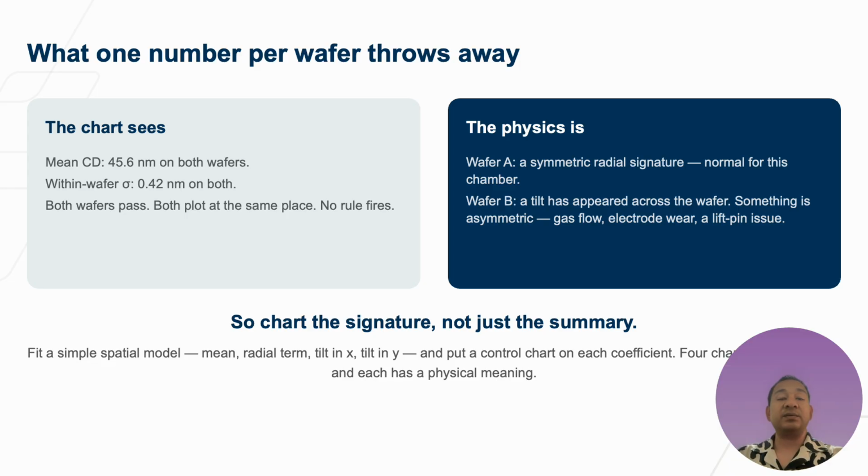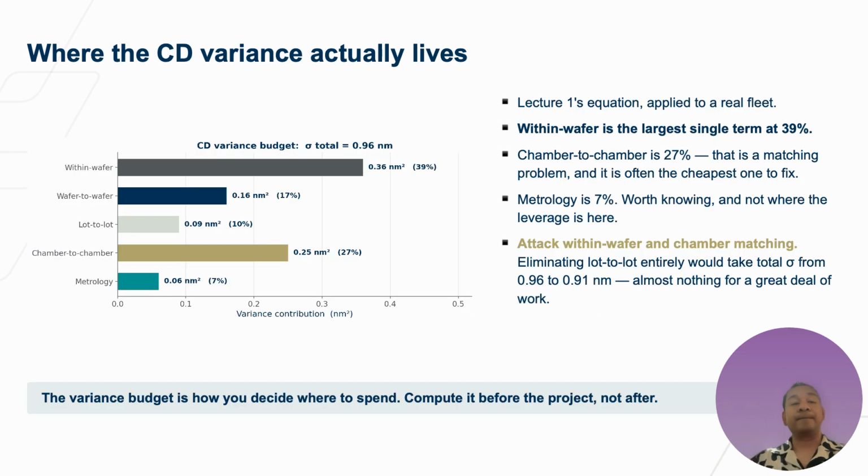The radial term tracks center to edge uniformity, and the tilt term tracks asymmetry. An alarm on the tilt in X points at a different mechanism than an alarm on the radial term. You have replaced one alarm that says something is wrong with 4 charts that each say something specific.